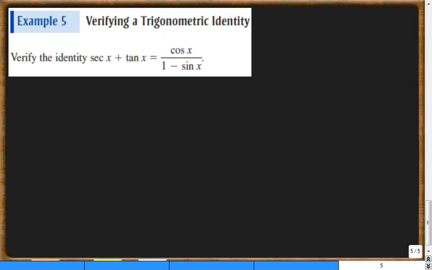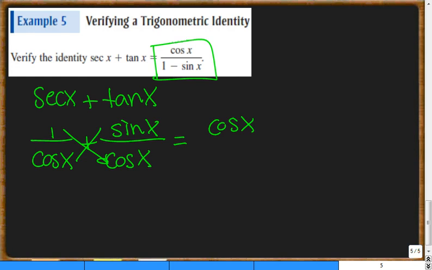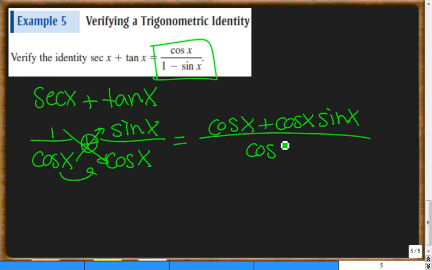Okay, so lastly, we're going to keep moving. Which side is more complicated? Hopefully you saw that when we do these additions, it does make things a little complicated. So we're going to work with the left side and try to turn it into the right. So secant x plus tangent x. This is the same thing as 1 over cosine of x plus sine of x over cosine of x. So if we do the method again to add, we're going to get cosine of x plus cosine of x sine of x divided by cosine of x squared.